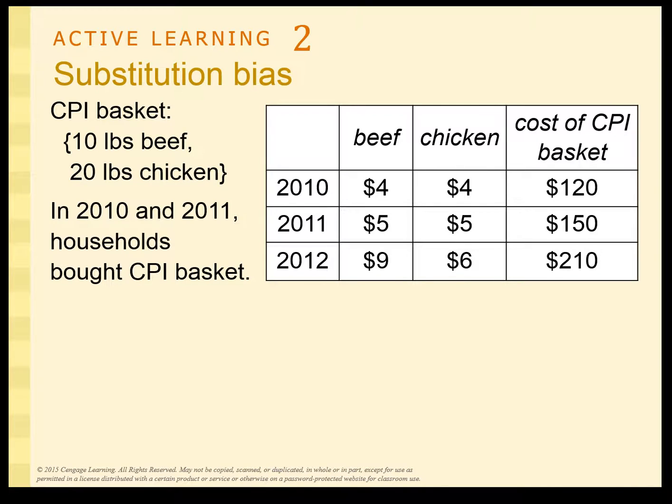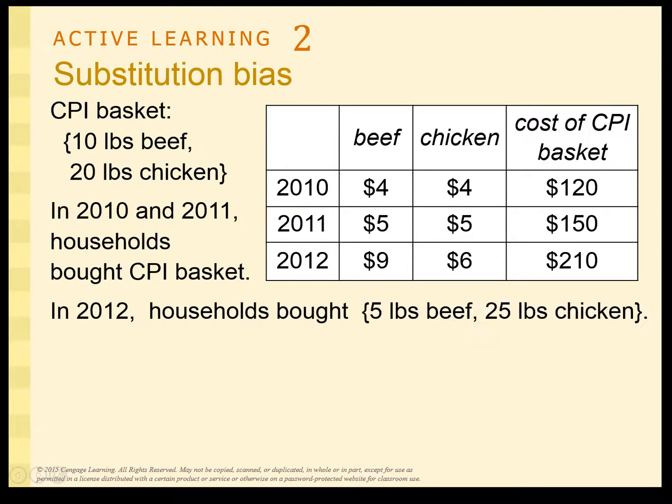So in 2010 and 2011, the households, yes, they end up buying the CPI basket. But notice in 2012, the price of beef shot up, whereas the price of chicken did not shoot up so much. It's likely that households will no longer buy exactly the CPI basket. They'll probably substitute away from the beef and buy more chicken.